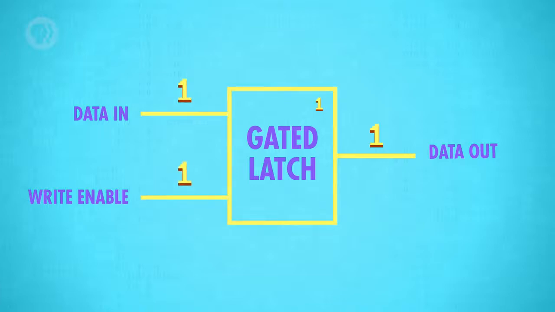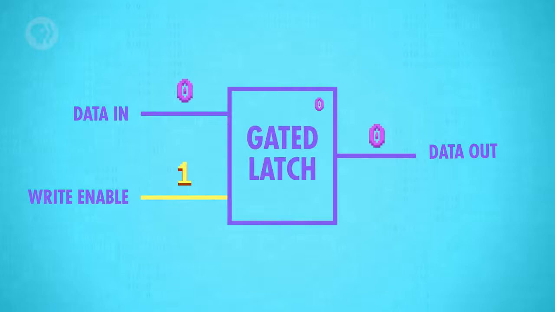Now let's turn the enable line on again and use our data line to set the latch to 0. Done. Enable line off, the output is 0 and it works.